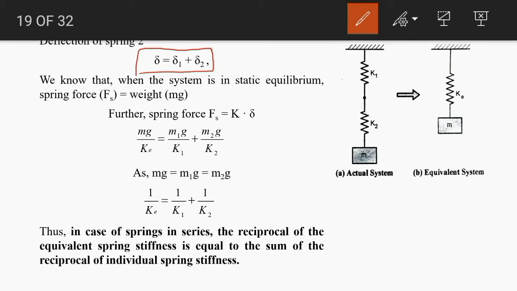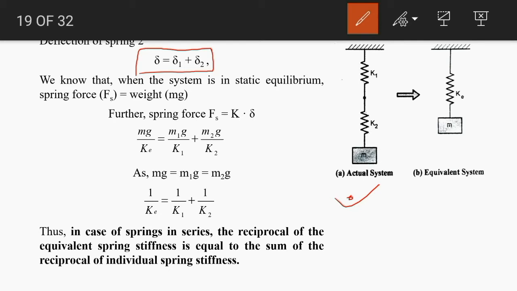Okay, now we already know that in this particular system the mass is not in motion. It means it is in static equilibrium under all the forces acting on that system. So here the spring force Fs would be equal to mg, as we have discussed earlier. For spring number 1 we can write Fs1 is equal to m1g, and for spring number 2 we can write Fs2 is equal to m2g.